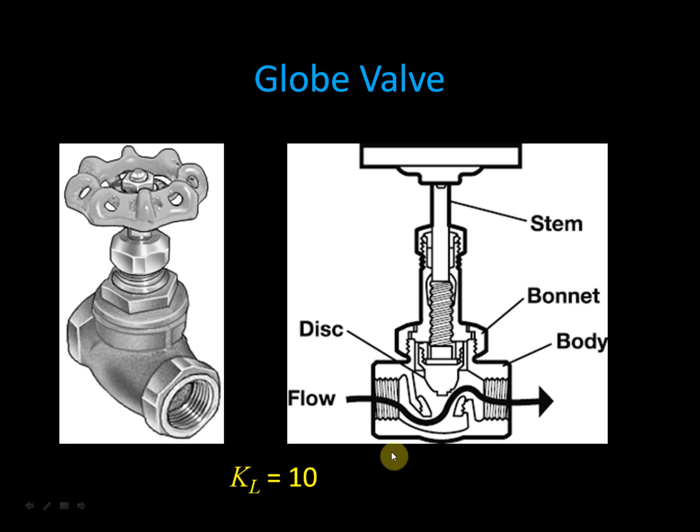It's a pretty big number, and you can see it's because I twist the knurled knob at the top, adjust the stem, the screw, and I'm going to raise this disc up and down. But you can see the flow has to change direction. The more directional changes you have in the flow, the more areas of recirculation, the more separation, the more losses you are going to have.